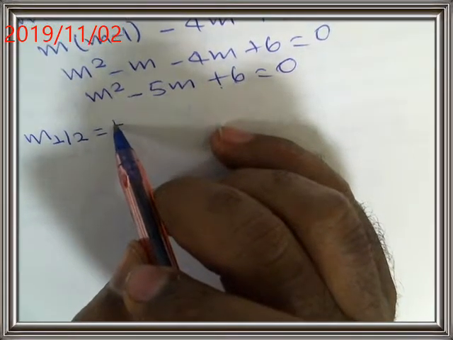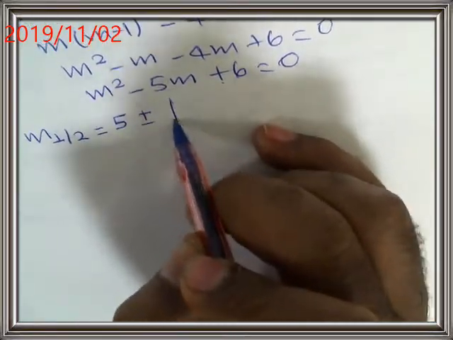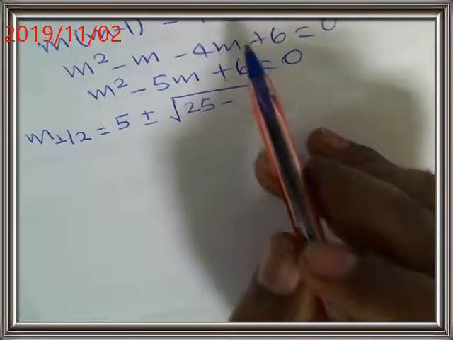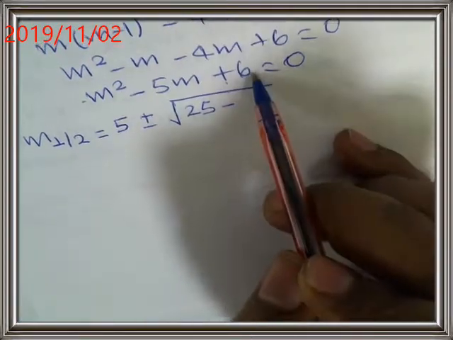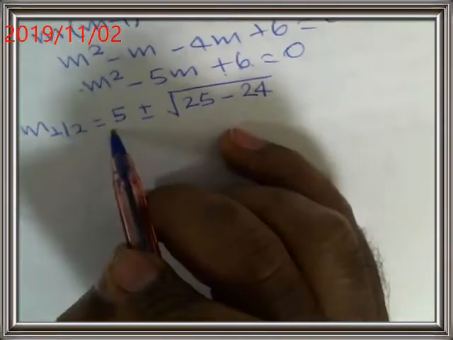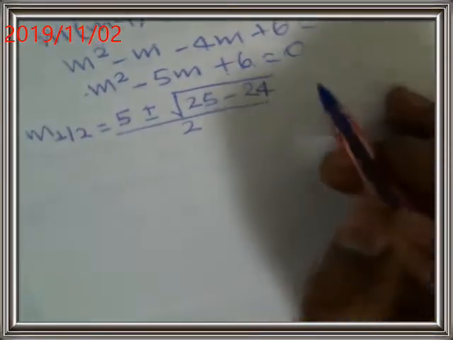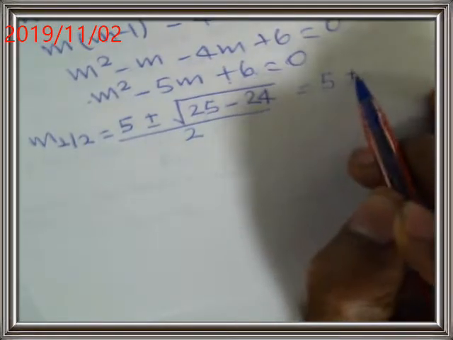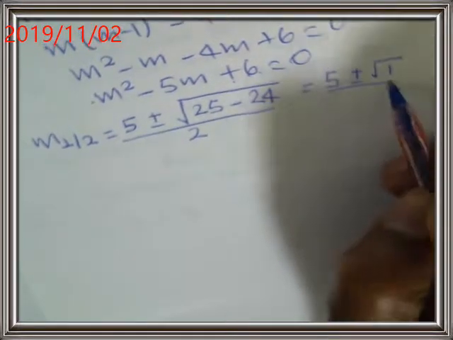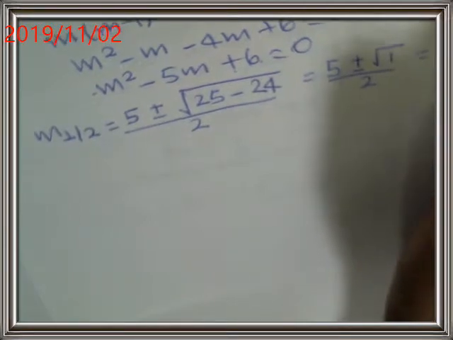Minus b is positive 5, because minus of minus is positive, plus or minus the square root of b squared, which is 25, minus 4 times ac. a is 1, c is 6, and 4 times 6 is 24, over 2a, and 2 times 1 is 2, right? So we have 5 plus or minus the square root of 1, over 2. This is 5 plus or minus 1 over 2.